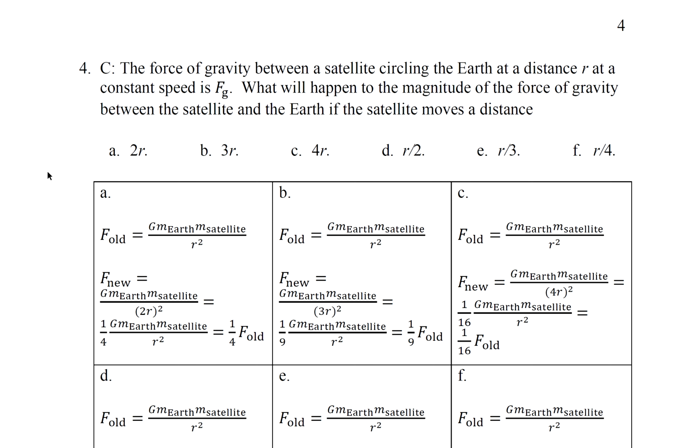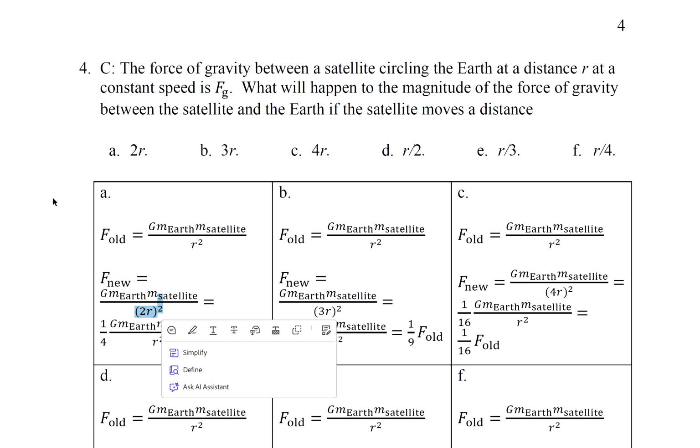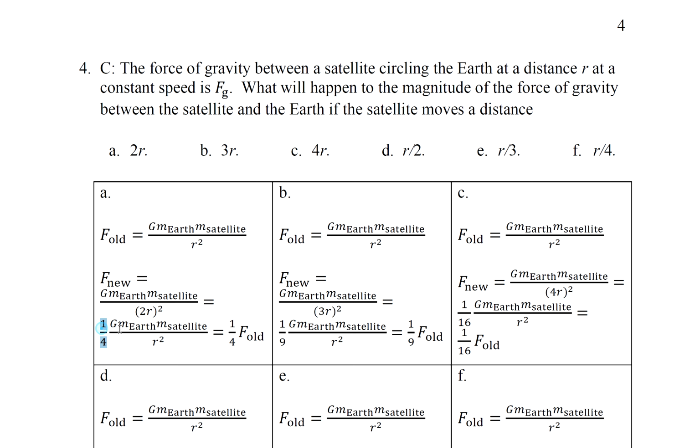Question 4. The force of gravity between a satellite circling the Earth at a distance r at a constant speed is force of gravity, F sub g. What will happen to the magnitude of the force of gravity between the satellite and the Earth if the satellite moves to a distance 2r? So now the satellite is a distance 2r from Earth, not r. F old, we have G m1 m2 over r squared. F new, r becomes 2r. So now we get a 1 over 4 as a fraction. So now the force of gravity is only 1/4 the original force.